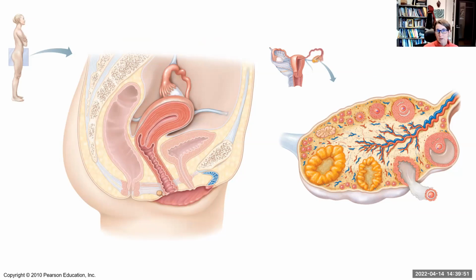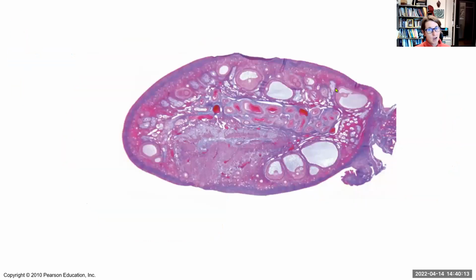So as the cell's growing larger, it's completing meiosis one. So meiosis one started in utero, right? It stalls out until puberty. And then a few of those oocytes are going to start developing every month, which is why if we look at a microscopic view of an ovary, you can see at any given time there's more than one maturing oocyte.